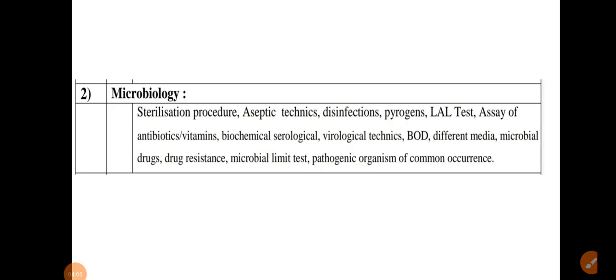Among these, sterilization, disinfectant, LAL test and assay of antibiotics and vitamins are very important topics. That is the second major subject that we are going to cover for your drug inspector exam. So the first one is pharmacology, the second one is microbiology.